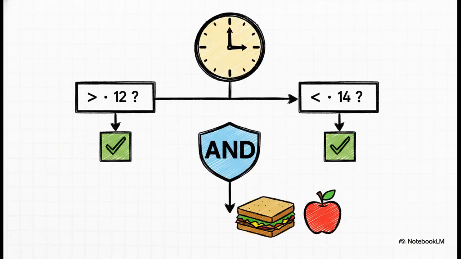Here's a perfect real-world example. This bit of code asks 2 questions using the and operator. First, is the hour greater than 12? And second, is the hour less than 14? Only if the answer to both of those questions is yes does the program decide, okay, yep, it's lunchtime.